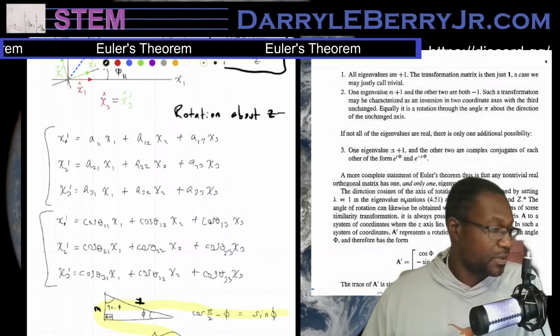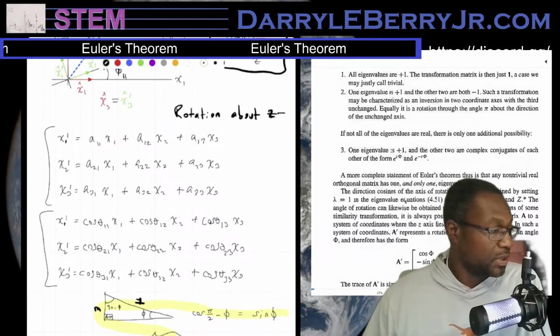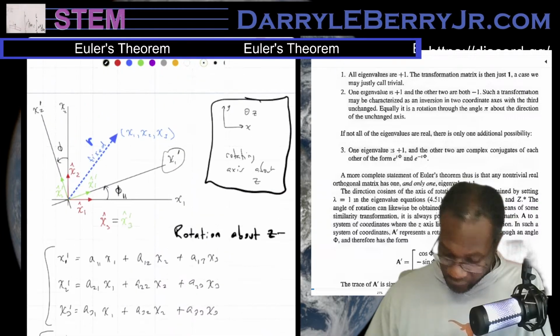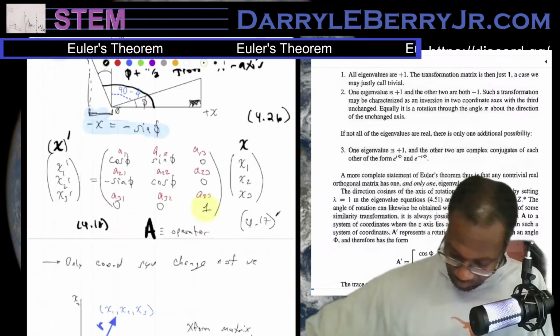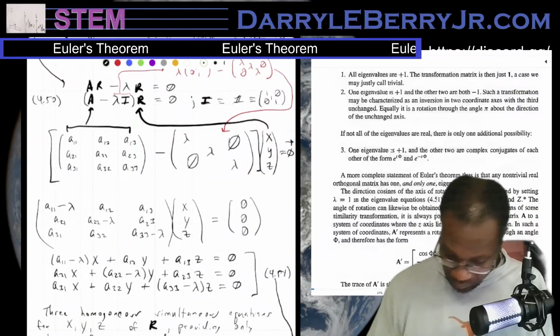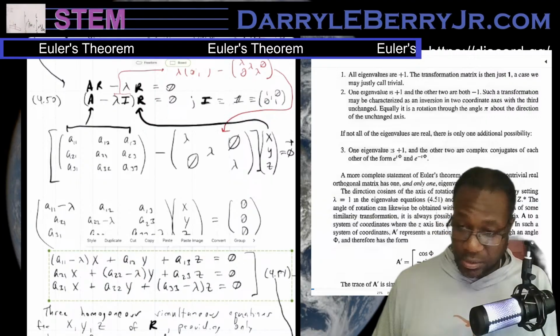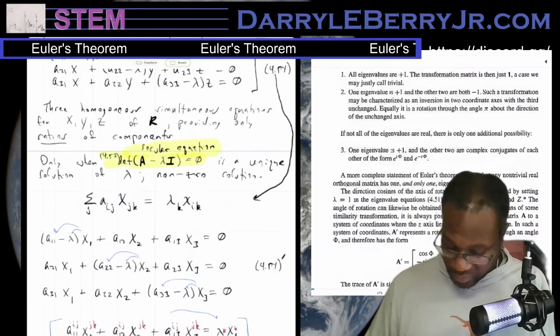Direction cosines of the axis of rotation can then be obtained by setting lambda equals 1 in the eigenvalue equation 4.51. All right. So we're getting closer to the example. So I'm going to do an example.